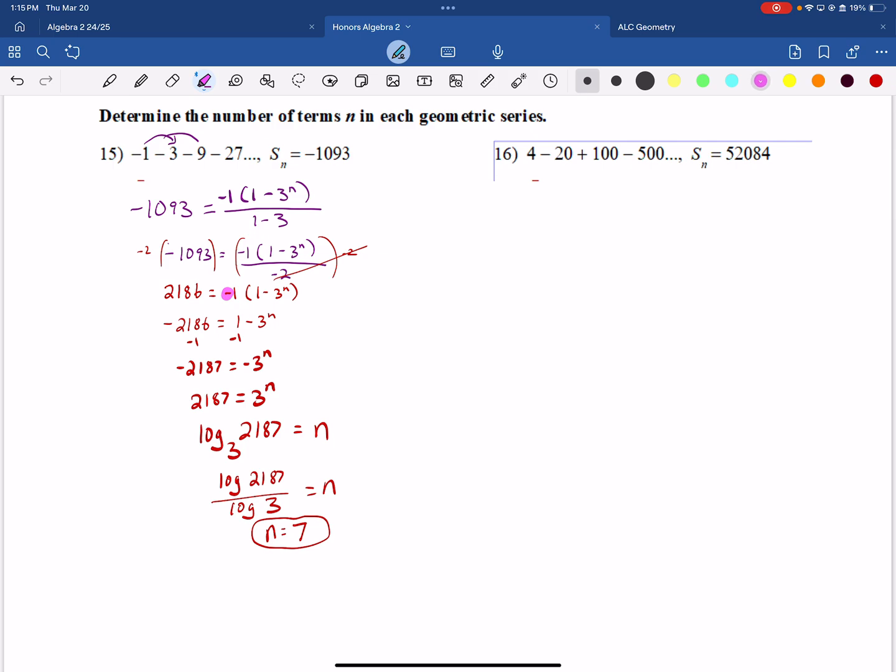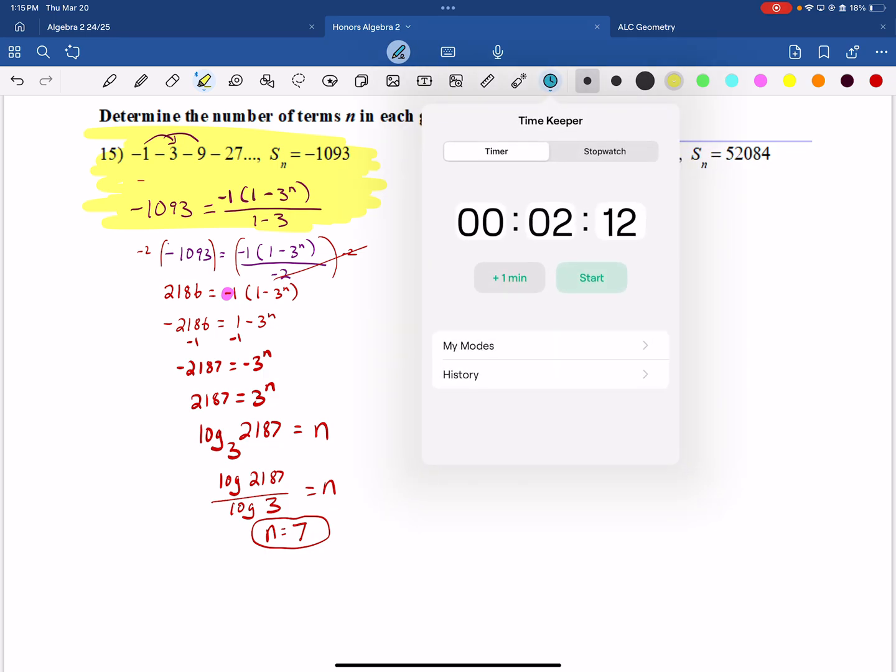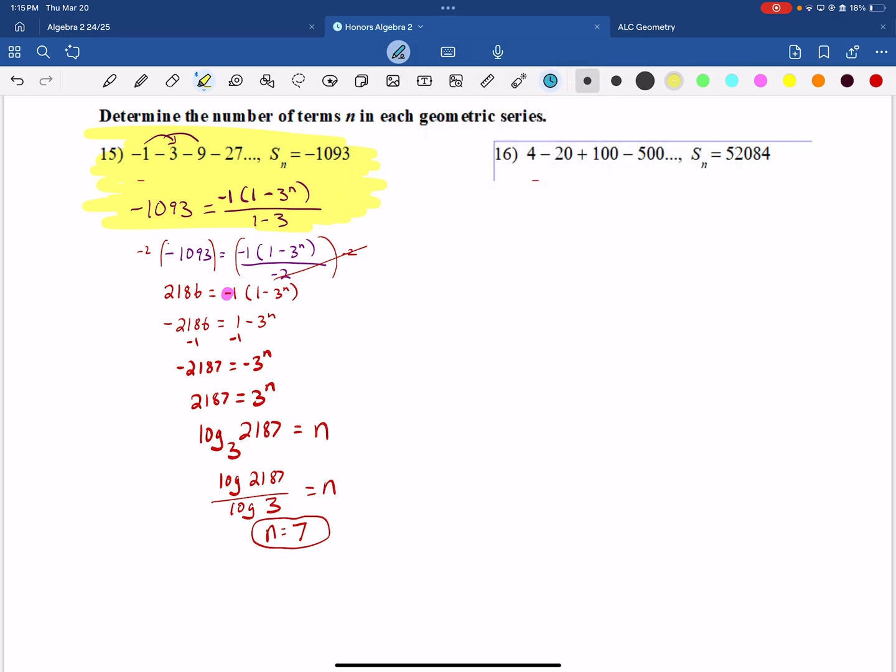Again, you're talking about ACT questions, you're talking about any of your higher level tests. It's another great question. Gets to prove a lot of things. Okay? Do number 16. Give you about 2 minutes. 2 minutes and 12 seconds to be exact.